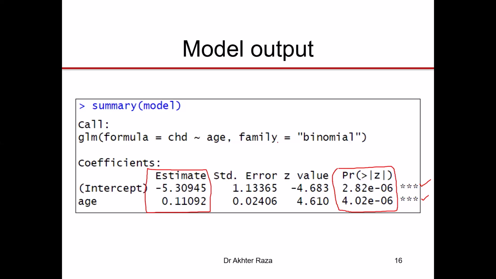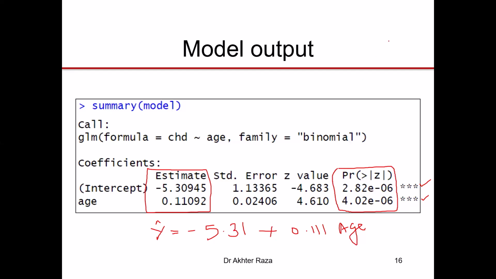We can write down these estimates in the form of y as a linear regression model: minus 5.31 plus 0.111 age. I have rounded the values to 3 digits. This is the y cap.